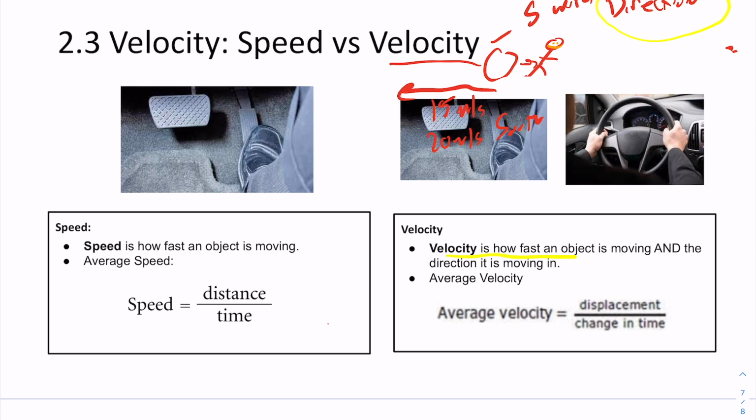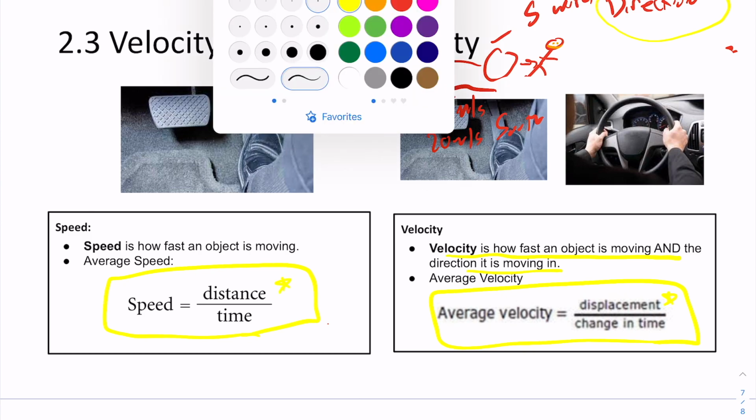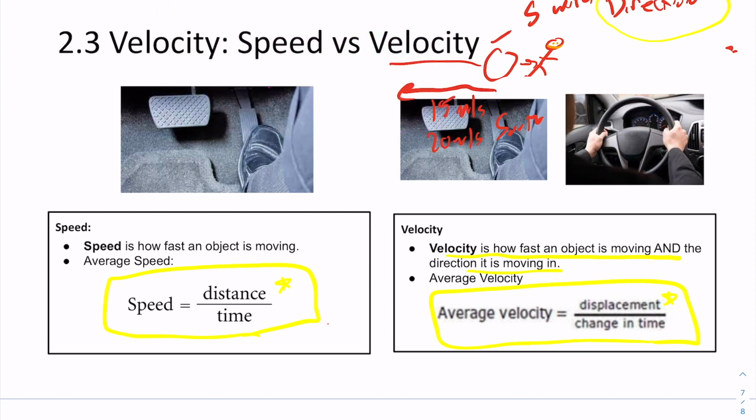So velocity is how fast an object's going and the direction it's going in. If we were to calculate average velocity, we'd use displacement divided by time. Speed is just distance divided by time. One last thing, if you were to change your speed in a car, you would step on the brakes or the gas pedal. If you were to change your velocity, you could do the exact same thing, but you could also turn your steering wheel, because the steering wheel changes direction, and velocity is speed with direction. That's it for now.